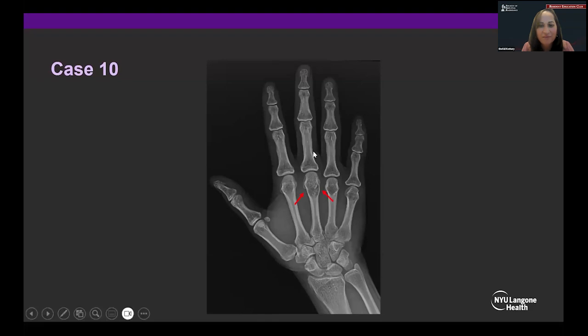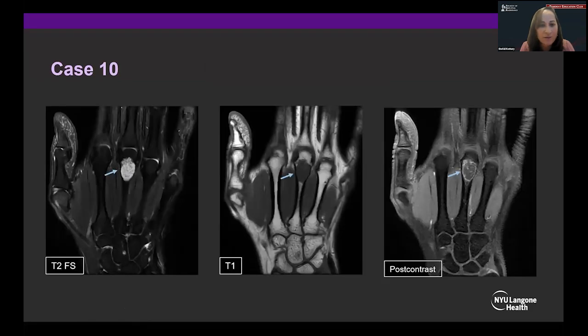So here's the abnormality. A few of you did indicate this. So we can see that there is this lucent lesion within the distal aspect of the third metacarpal, which seems to have these septations within it. And so we go to our MRI and we can see on our T2 fat sat image that there's a hyperintense lesion with these low signal intensity foci. It's well circumscribed, but somewhat lobulated.